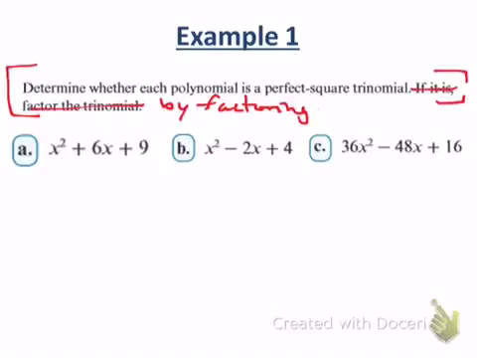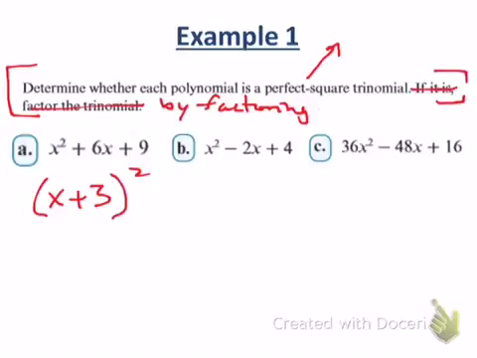And what is the definition of a perfect square? Something that multiplies by itself. Something that is being multiplied times itself. That's the definition of a perfect square. So what's the factorization of x squared plus 6x plus 9? X plus 3 times x plus 3, and that is something multiplied times itself, isn't it? So x squared plus 6x plus 9 is a perfect square trinomial.